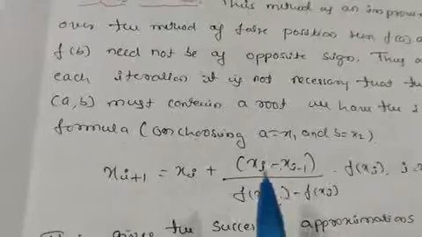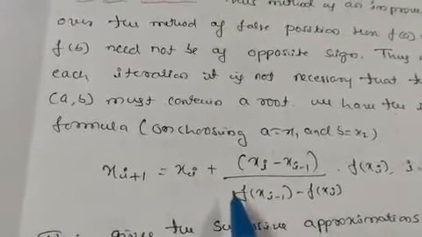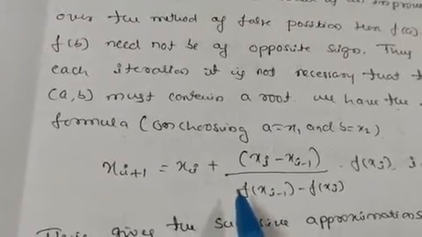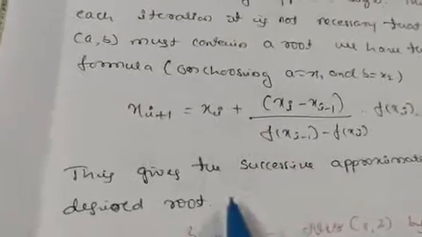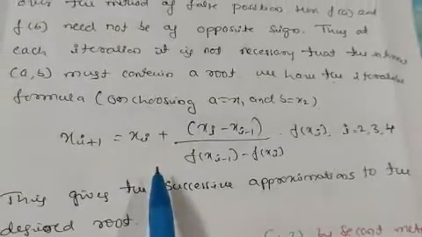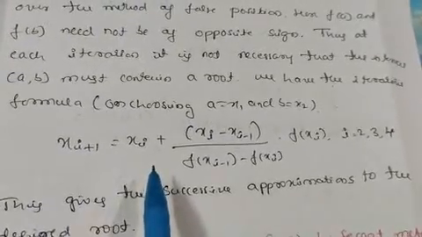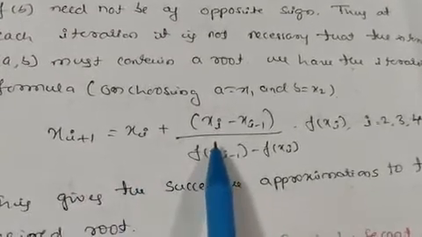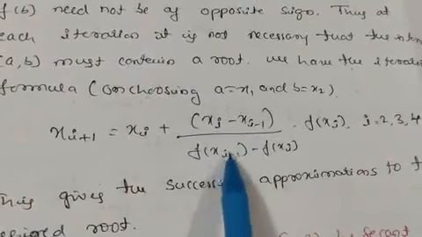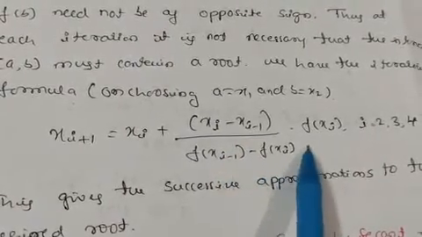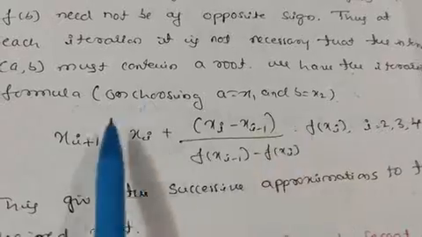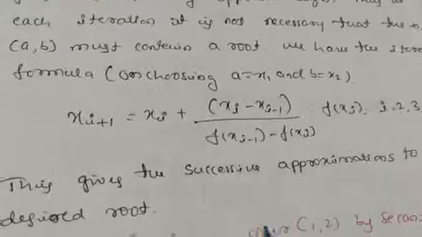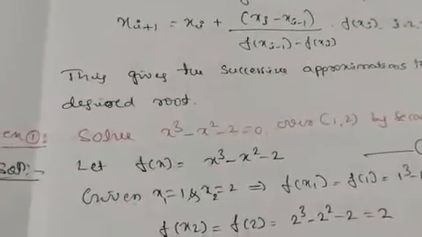Again, we have to continue. This is again an iteration method. We use this to get the desired accuracy of the root. This is the formula you have to remember for finding the root using the secant method: x(i+1) equals xi plus (xi minus x(i-1)) divided by (f of x(i-1) minus f of xi) into f of xi. After this you put i equals 2, 3 etc. to get the desired accuracy of the root.